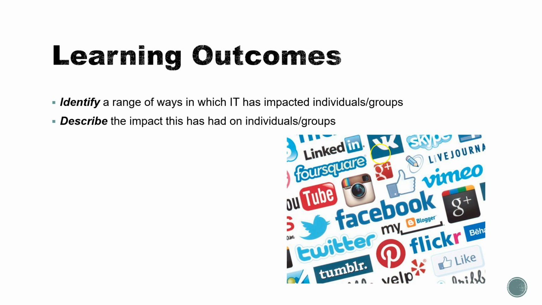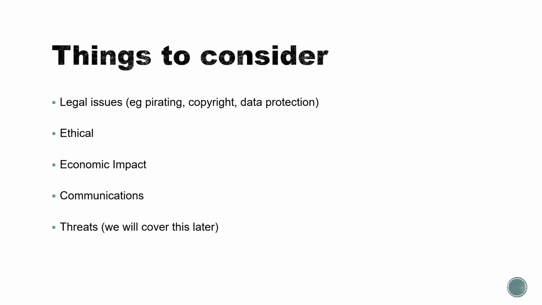So, for example, for us, we're looking at things like legal issues, the ethical impacts of IT, the economic impact, and communications. Threats we'll look at slightly later. And if you've been looking earlier in the unit at threats for you when you use IT, those will be covered by it, but there are other things as well that we haven't covered and need to cover, really.